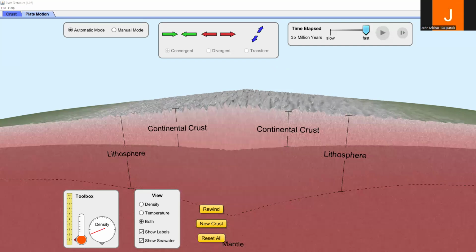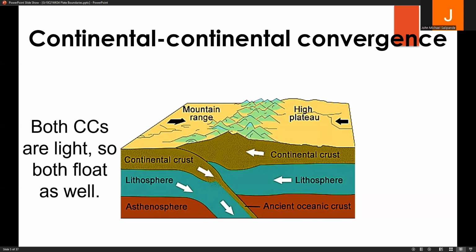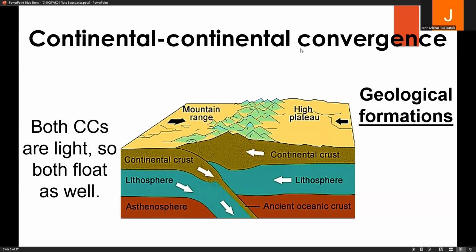So why is it that whenever two continental crusts collide, both of them become elevated? That's why you can see a lot of triangular features at their peaks, no? It happens because of their density. Both continental crusts are light, so both float as well. And it is very obvious that the three geological formations formed by continental-continental convergence are the following.